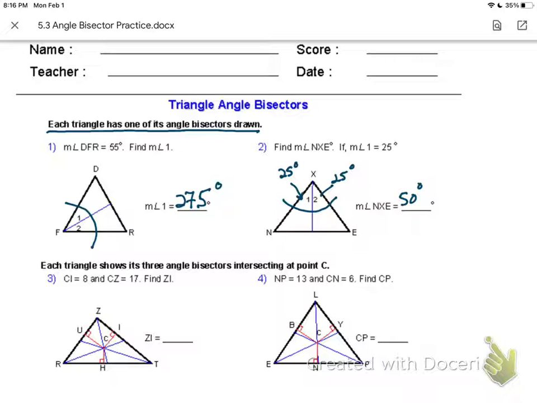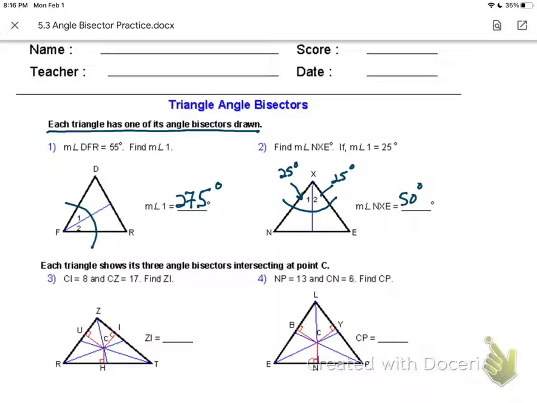Now here, it says each triangle shows its 3 angle bisectors intersecting at point C. So point C is the incenter. Do you see those little red lines? Those are the perpendicular lines drawn from the incenter to the opposite side. All those red pieces are going to be equal. So let's see what they have us do.